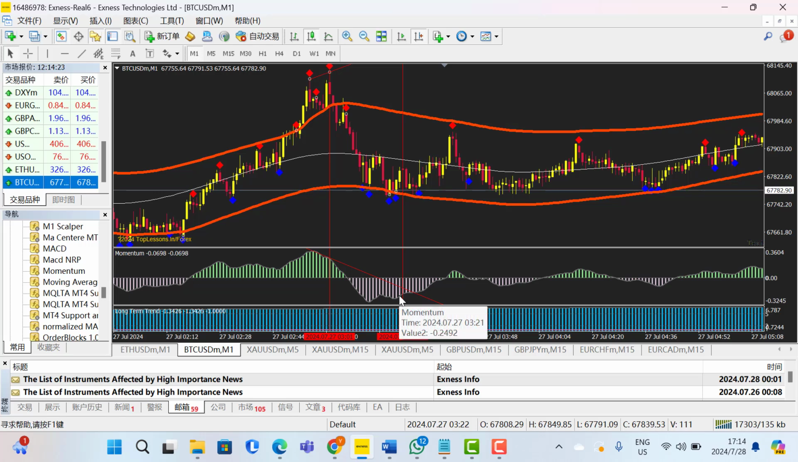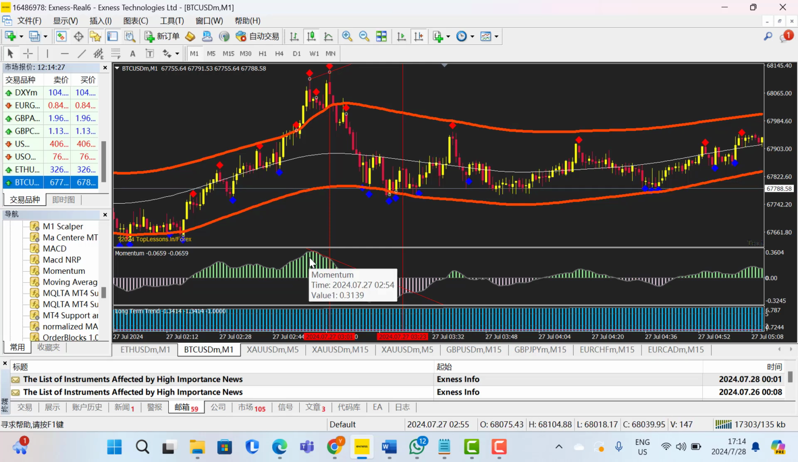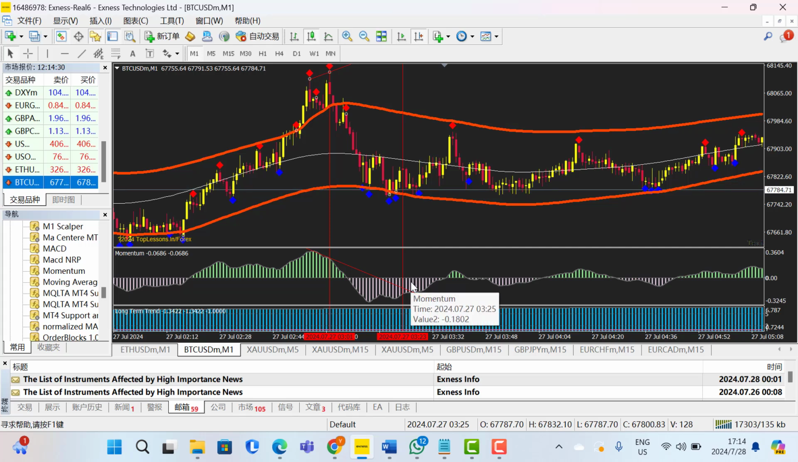Just the opposite of the previous entry, because previously we were looking for the sell entry, now we are looking for a buy entry. And this condition is also met, because clearly you can see that it is about 0 minus 0.25 level, and the third condition is also met.